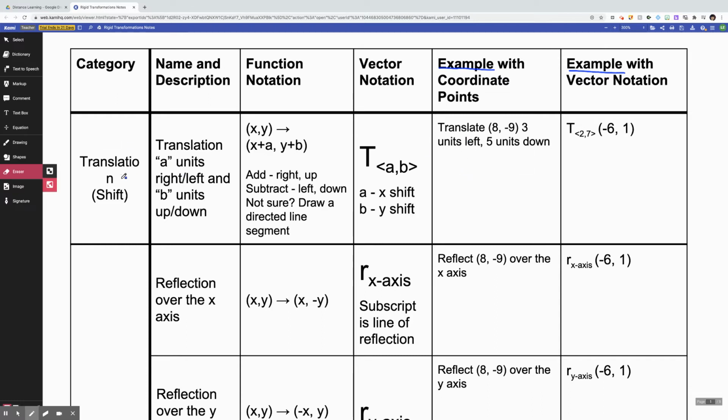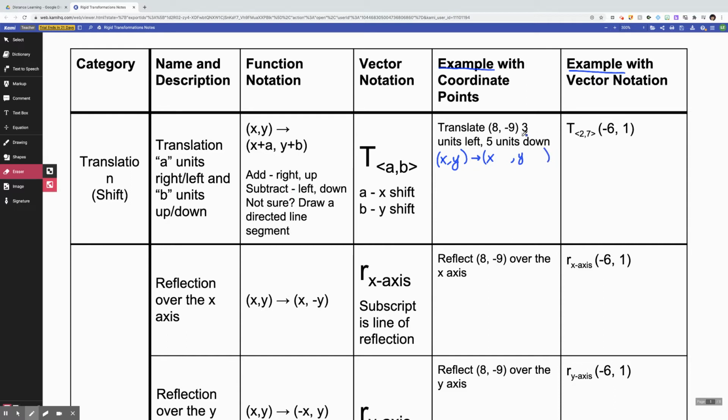So if you remember, a translation is a shift, okay? And they're telling me how many units I'm moving left or right and how many units I'm moving up or down, okay? So here, right? If I wanted to write this as a function, I'm taking this coordinate point and I'm moving it 3 units to the left and 5 units down. So my function here is x comma y. It always starts with x comma y. That's your input, an arrow, and then you have to write your output, which is x plus or minus a number, comma, y plus or minus a number.